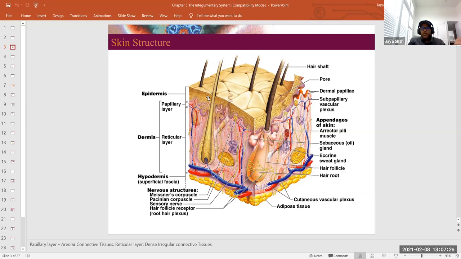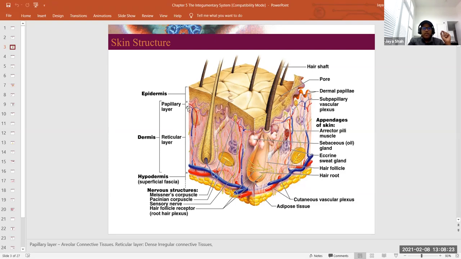In some areas it is highly keratinized, in some areas less keratinized, but this is keratinized stratified squamous epithelium. As you remember from epithelial tissue, none of the epithelial tissue has blood supply. That's why just beneath the epithelial tissue you need a layer of connective tissue, and that layer here is the papillary layer. Any epithelial tissue lies over one kind of connective tissue. What kind of connective tissue supplies nutrition and blood to the epithelial tissue? Areolar. Areolar connective tissue, good. So the papillary layer is made up of areolar connective tissue.